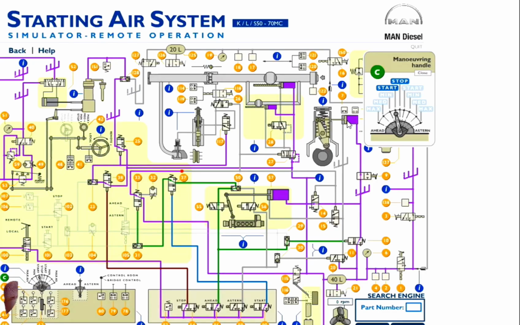The piston is pressed here, and then the signal goes to the air distributor. The air here is also opened, and our starting valve here opens.